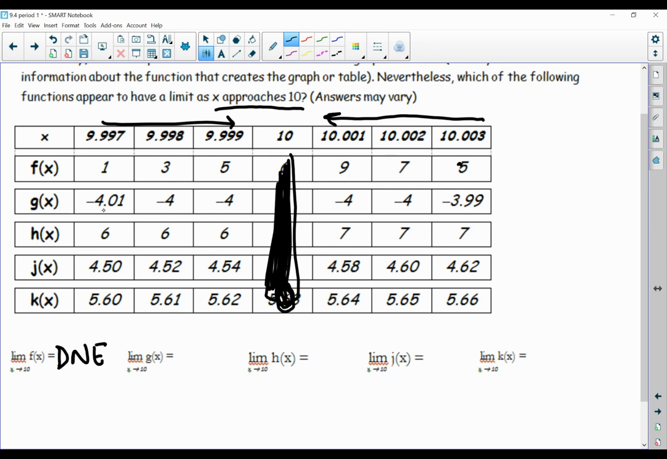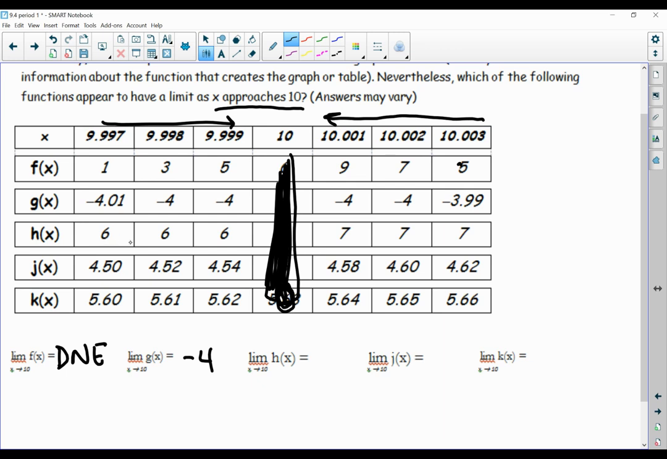Okay, so g of x, I go negative 4.01, negative 4, negative 4. If I look at it, it just kind of looks like it's slowed down graphically, and it's just heading to a height of negative 4 from the left. And then from the right, negative 3.99, negative 4, negative 4, it looks like it's also hitting negative 4. So I'm going to assume that limit is negative 4. I actually can't be 100% certain because I can't zoom in close enough. 1,000th is not close enough, guys.